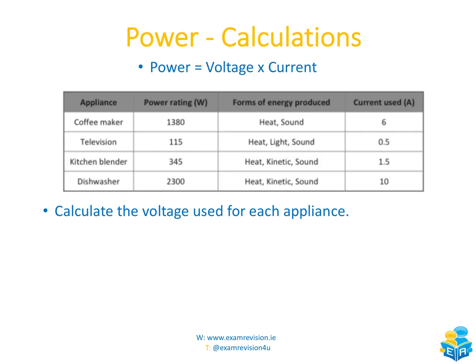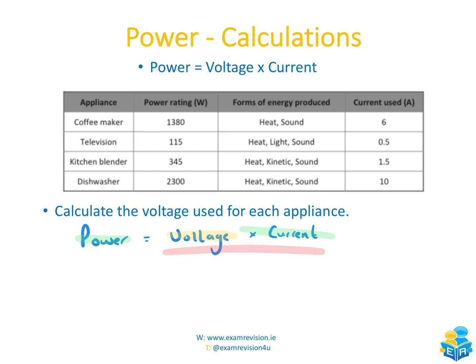So this is the question which has actually come up on the junior cycle paper before. Calculate the voltage used for each appliance. So we're actually given the power in this case. So let's just have a quick look here. We know that the power is equal to the voltage multiplied by the current. We actually want to find out what the voltage was. We know the power and we actually know the current already. So we want voltage on its own.